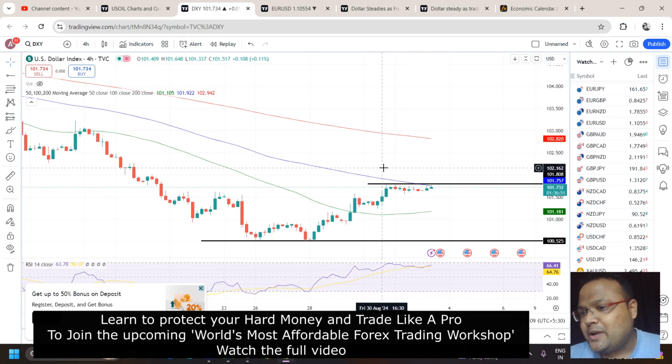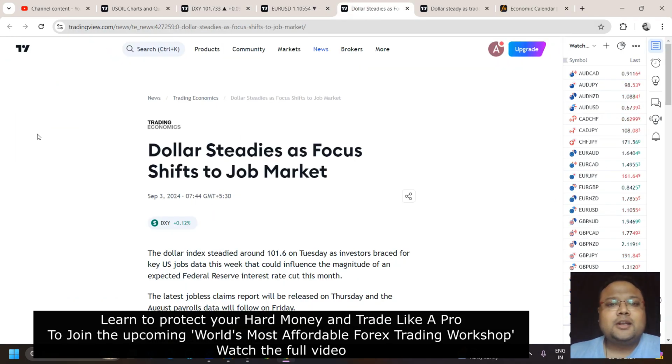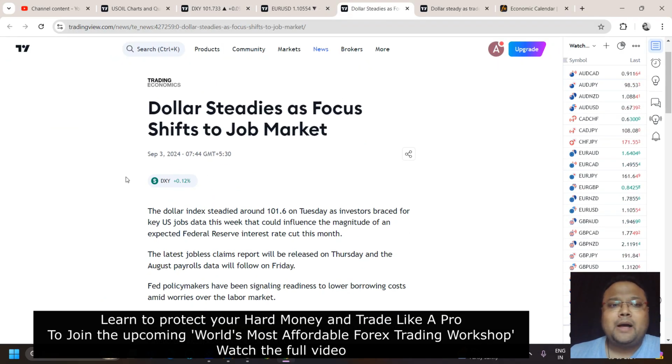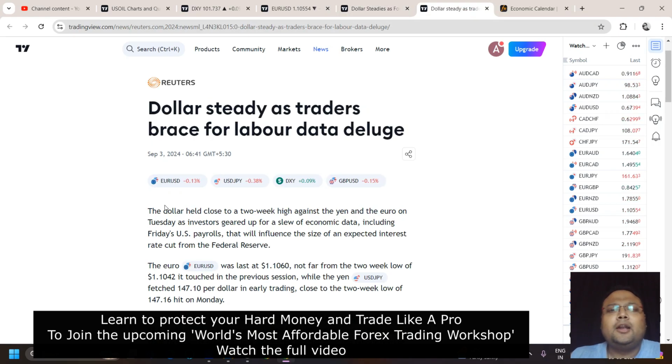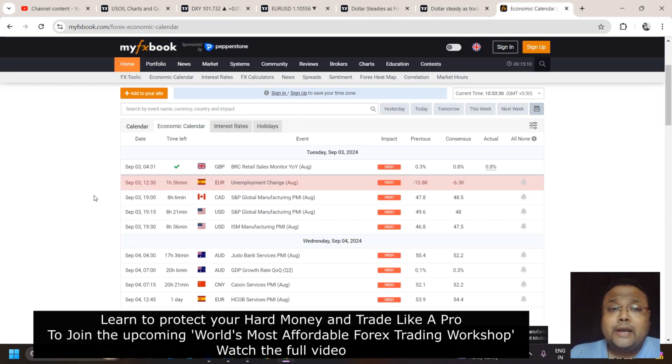First of all, let's look at the market sentiment. Dollar steadies as focus shifts to job market. The dollar index steadied around 101.6 on Tuesday as investors brace for key US jobs data this week that could influence the magnitude of an expected Fed interest rate cut this month. Dollar steady as traders brace for labor data. And if we look at the economic calendar, we can see today we have PMI coming up. So be careful at the time of news.